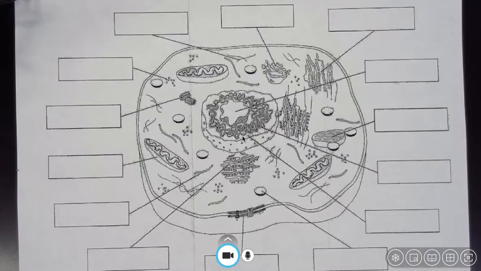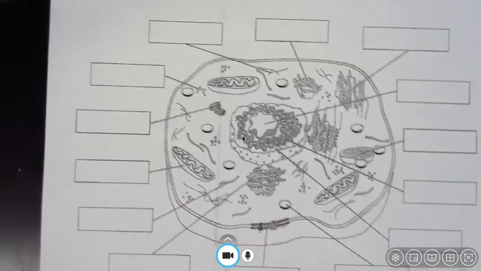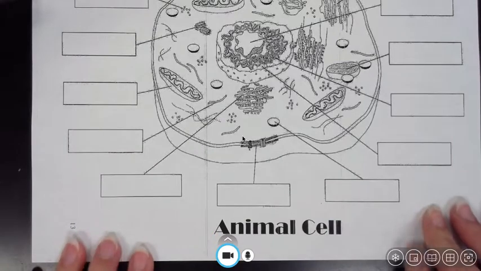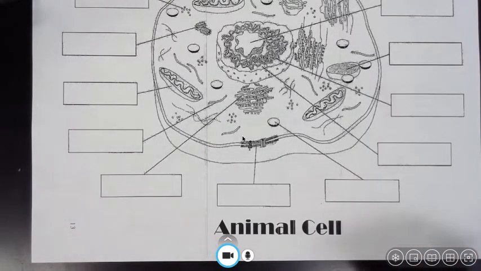I need you to be able to identify the different organelles when looking at different diagrams. You'll see different versions, but pretty much you should be able to recognize many of the organelles just by some of the little things or some of the ways I describe them to you. So let's take this animal cell and we're going to actually go through and label it.